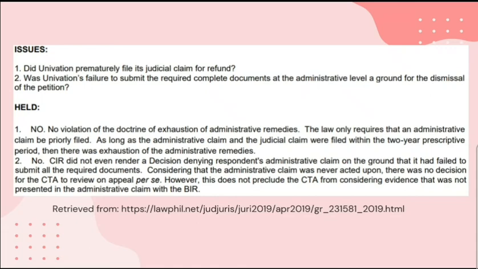So in the flowchart, you can see here that in case that the BIR did not act on a claim for refund or credit, the taxpayer must file a petition for review before the CTA before the expiration of the 2-year prescriptive period, which Univision did. So in that case, Univision did not prematurely file its claim for refund because they filed the administrative claim and judicial claim within the 2-year prescriptive period.